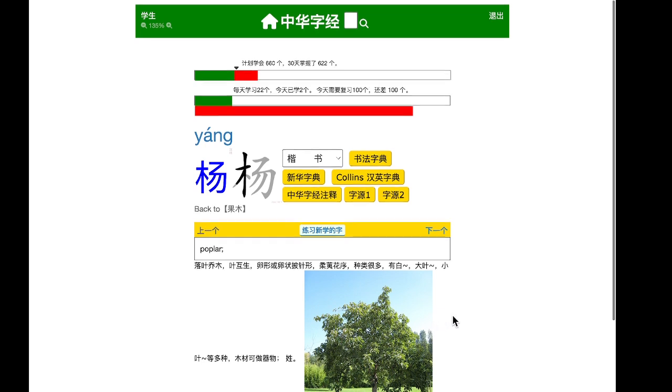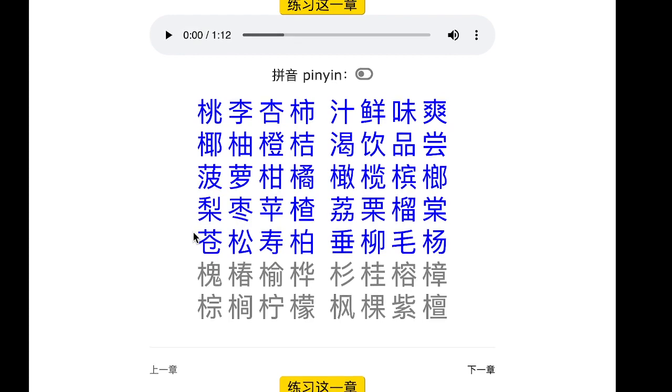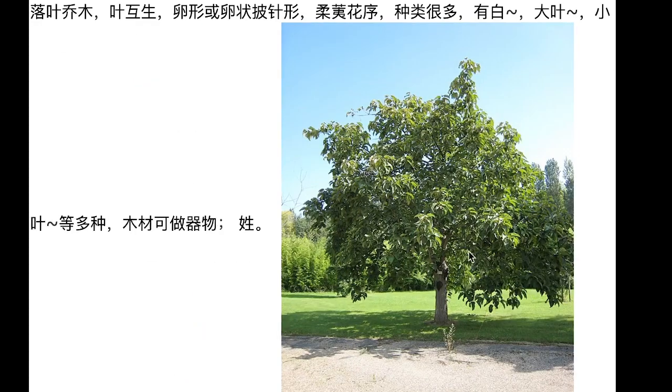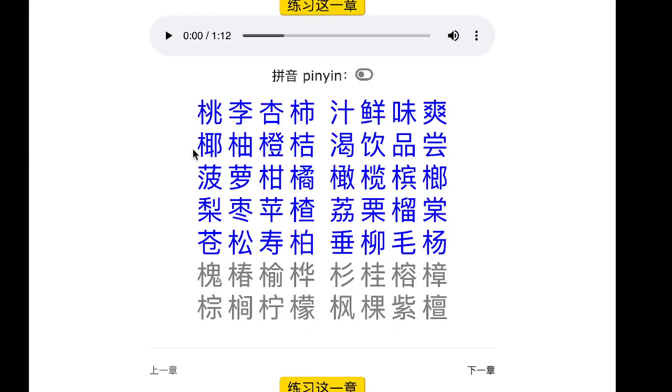Yang. This is a poplar tree. I think this would be the most common surname version of Yang. If you see people who are named Yang, it's most likely going to be this one. Poplar tree. I guess some part of that tree is fuzzy, maybe.